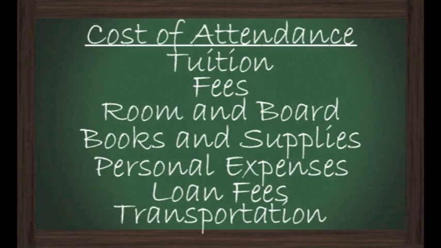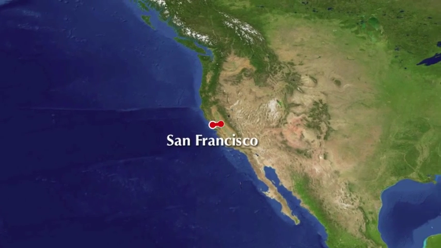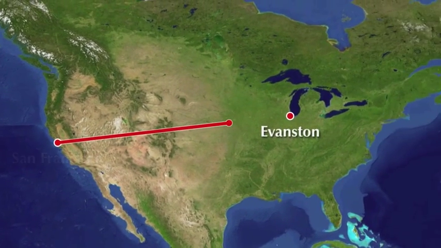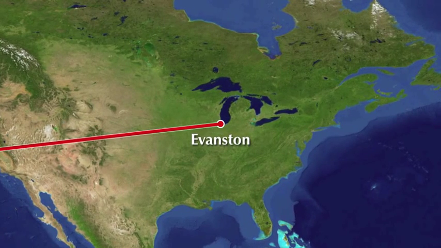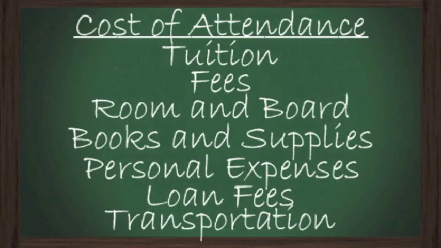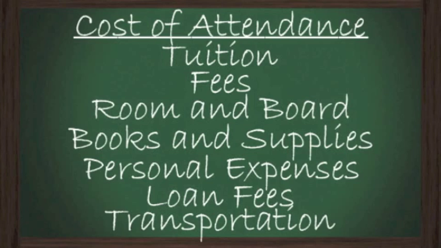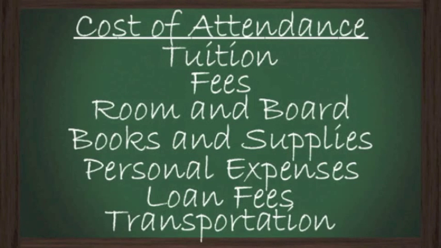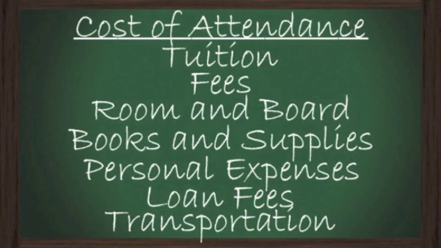Variable figures include transportation costs. The transportation cost is an allowance to help offset travel expenses. This amount will vary as it is dependent upon the distance of your home to campus. The total amount of all of these estimated costs will be a student's total cost of attendance for the academic year.